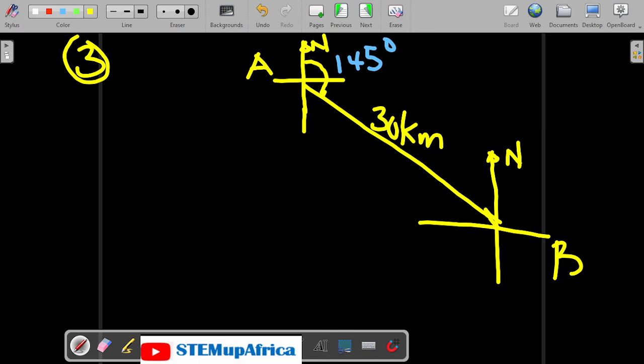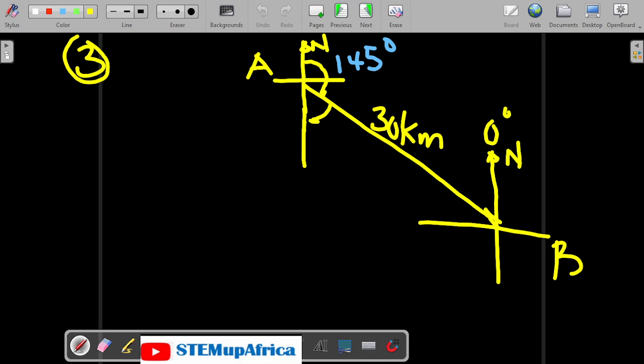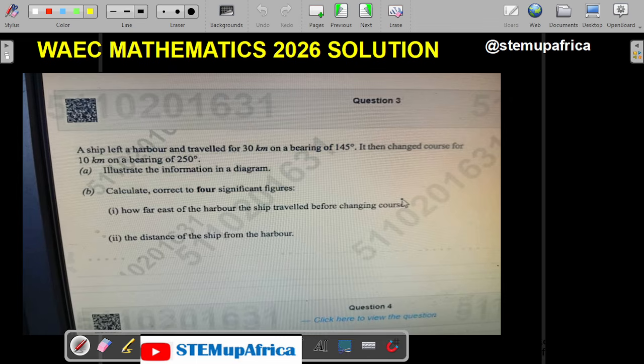We know angles on a straight line add up to 180. So what will this part be? This part will be 180 minus 145. But before then, let's continue with the question. Here is the northern part, from 0 to point B. Then it changed course. So you agree with me that the ship is now at point B. From here now, it changed course and traveled 10 kilometers on a bearing of 250 degrees.